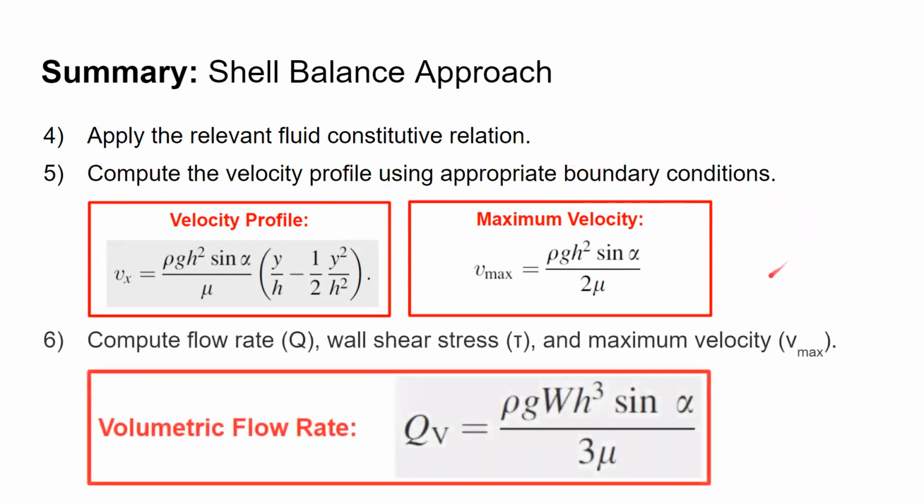Then lastly, we were able to compute the flow rate. These were already computed. So flow rate, we had to find the average velocity, then we were able to find the volumetric flow rate. Great, so this is just for the example for rectangular coordinates. Now we're going to be going into cylindrical coordinates.